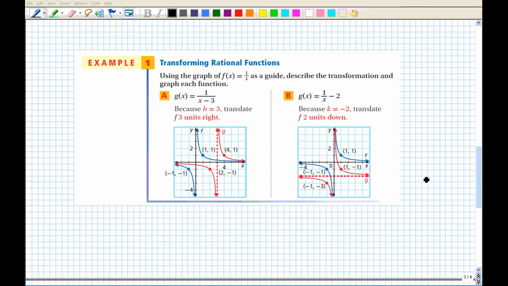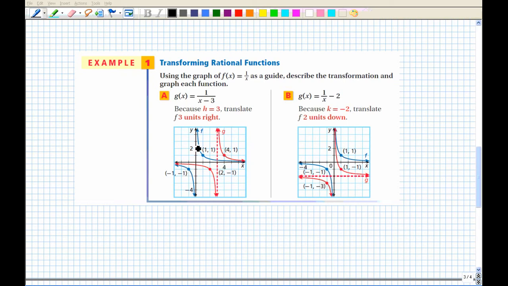But let's keep going from here. This is example 1 from your textbook. Transforming rational functions. Using the graph of f of x equals 1 over x as a guide, describe the transformation and graph each function. So you can see in each of these graphs that the blue graph is our parent function, as it has those 1, 1, and -1, -1 points. So if we are looking at 1 over x minus 3, that minus 3 means we are moving it to the right 3, so we take each and every point and move it to the right 3. And notice that even the asymptote moved to the right 3.